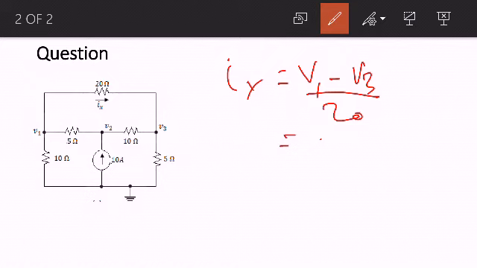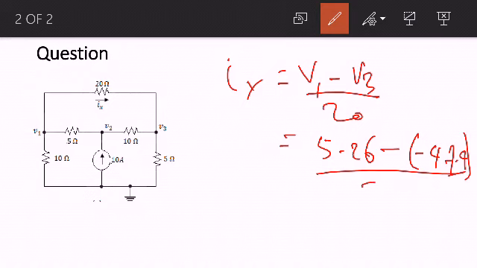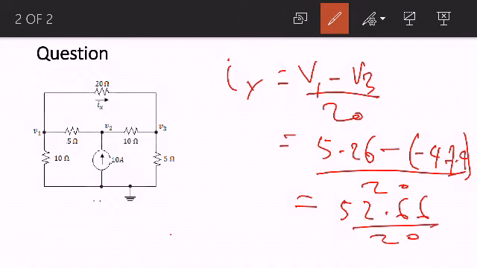Okay, remember our V1 is 5.26, then minus V3, our V3 is minus 47.4. Now divided by 20, okay? So that is going to give us 52.66 divided by 20, and that is going to give us 2.633 amperes.